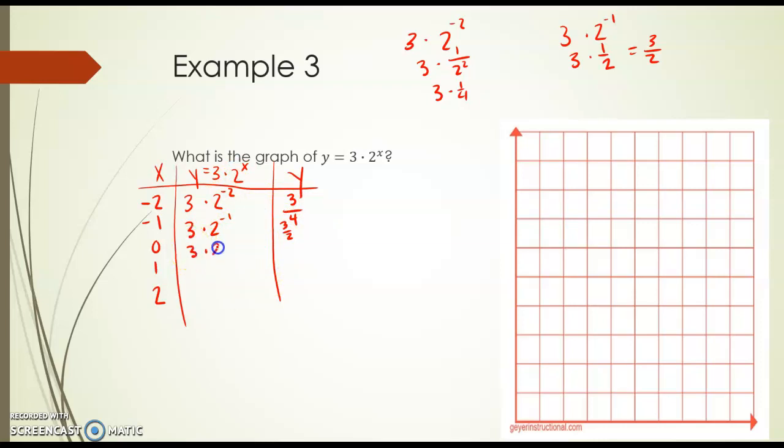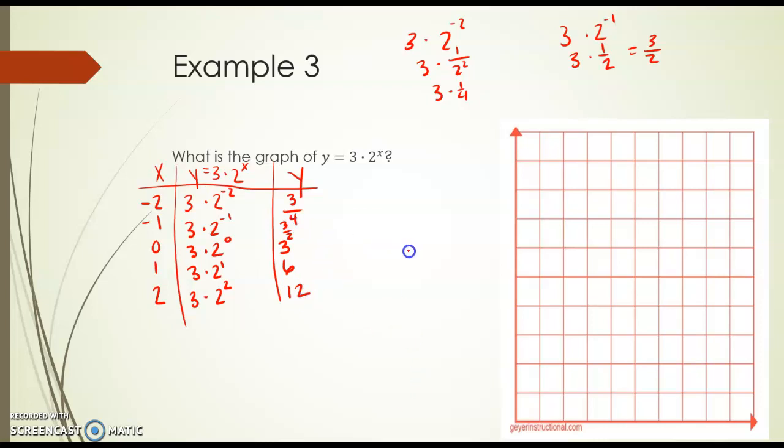All right, 3 times 2 to the 0 power. Anything to the 0 is 1. So our y value is 3. 3 times 2 to the first power. 2 to the first power is 2, times 3 is 6. 3 times 2 to the second power, 2 squared is 4, times 3 is 12. And so then from here, we graph it.